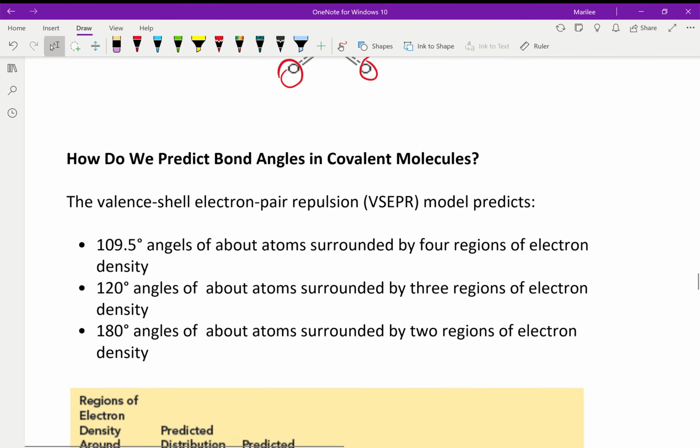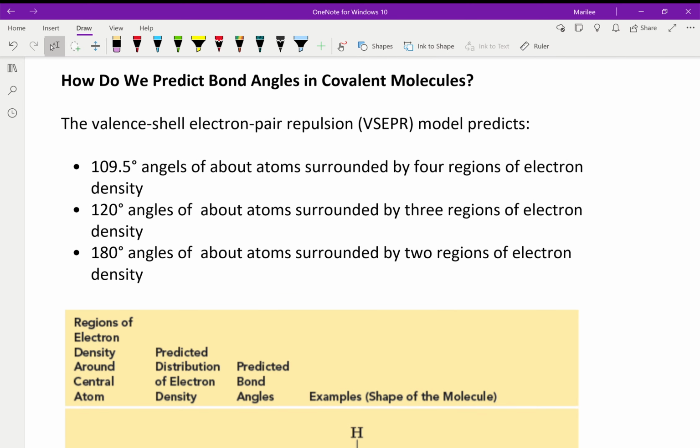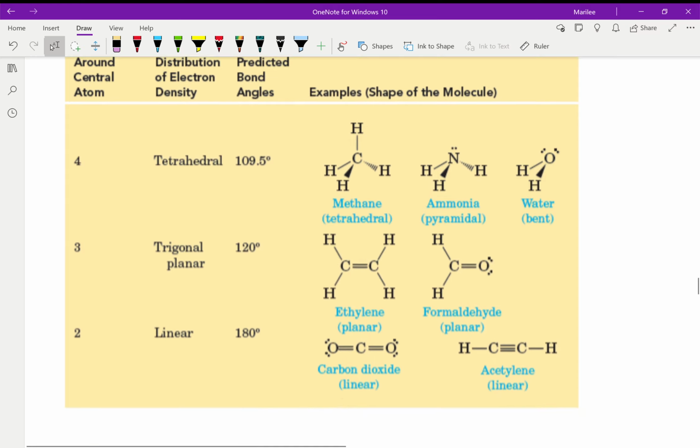How do we predict bond angles in covalent molecules? So the valence shell electron pair repulsion model predicts an angle of 109.5 for 4 regions of electron density, and then an angle of 120 degrees for 3 regions of electron density, and 180 degrees for 2 regions of electron density. So let me show you here.